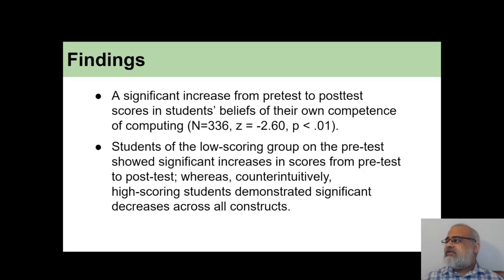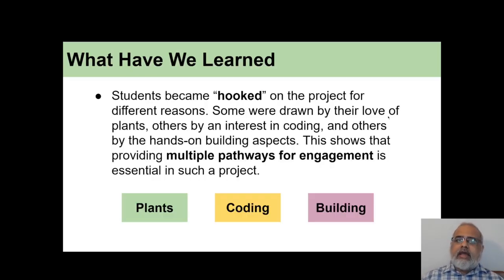So we are still trying to explore why is this happening, but the good thing is the low scoring group are being benefited through this project. And we have also learned that students have different hooks. Sometimes students get hooked because of the love for plants. Some students are already in love of coding, so that gets them hooked. And some students like to build things, so when you use the wooden part, there is a building aspect that many students really like. So we have found that we should have multiple pathways for engagement in a project.